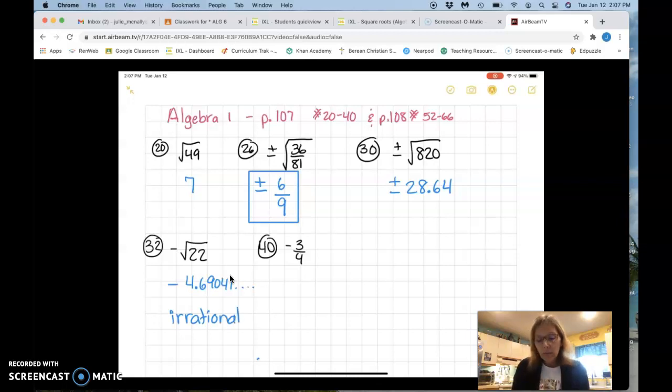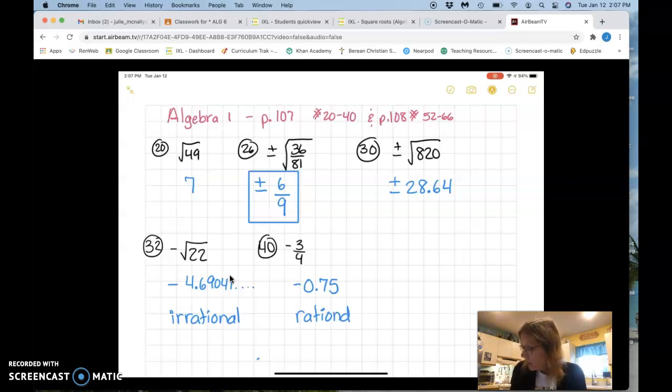Now for the next one, I'm going to simply divide 3 divided by 4, because remember a fraction means divide, and 3 divided by 4 is 0.75. Just that simple, 0.75, and it has an end. Since it has an end, it is a rational number.